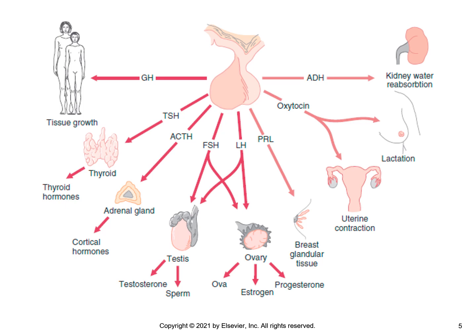These are the effects of the hormones from the pituitary gland. There are ACTH, which is adrenocorticotropic hormone, ADH, antidiuretic hormone, FSH, which is follicle stimulating hormone, GH is the growth hormone, LH is luteinizing hormone, PRL is prolactin, TSH is thyroid stimulating hormone.